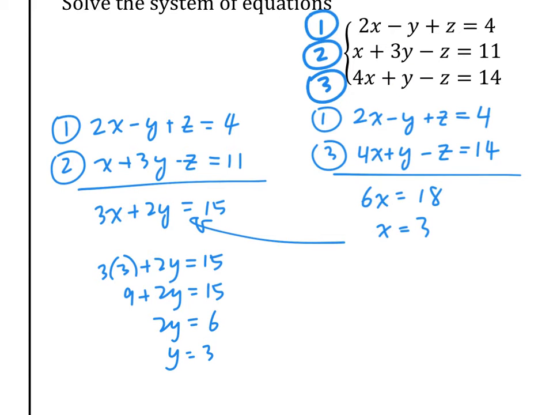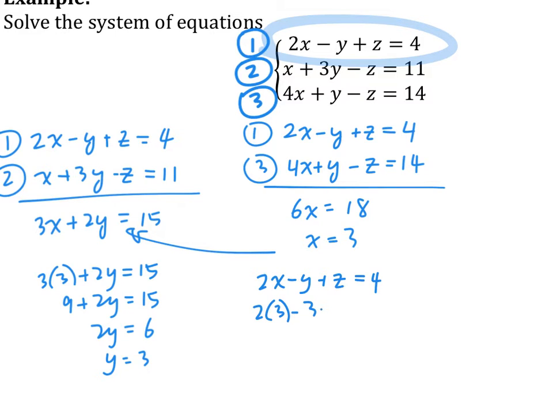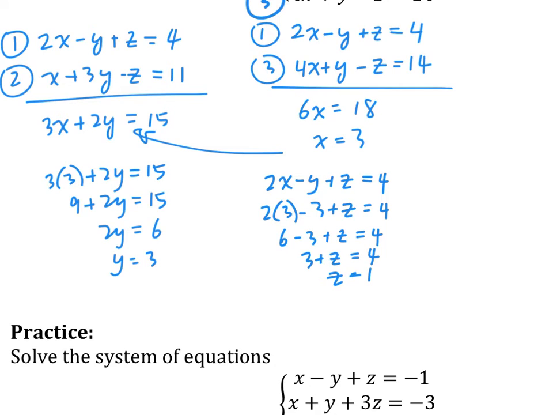Last one, we need to find z. It doesn't really matter which equation you use. I'm going to put it into the first one. The first one says 2x minus y plus z is 4. So when x is 3, y is 3, and z we don't know, it equals 4. So 6 minus 3 plus z is 4. So 3 plus z is 4, z is 1. So this means x is 3, y is 3, z is 1.